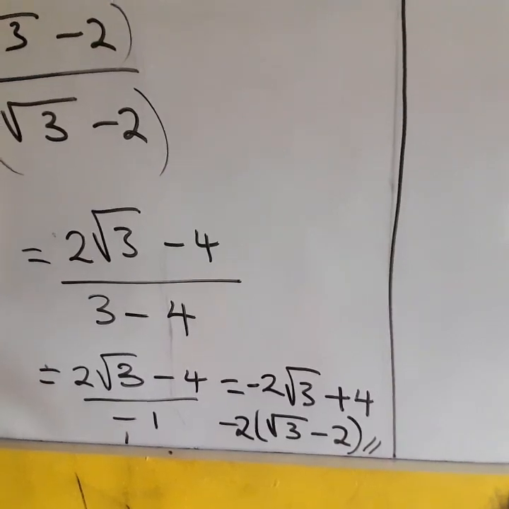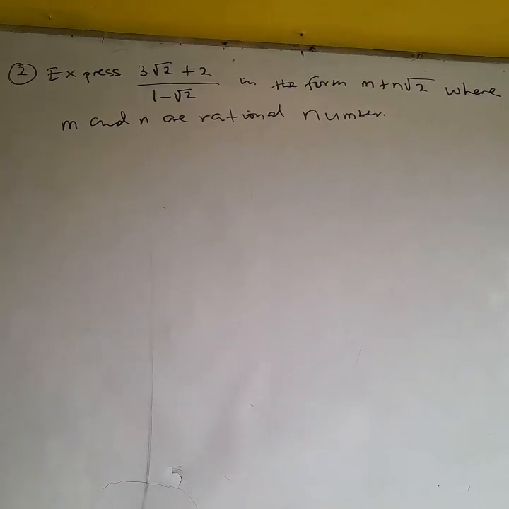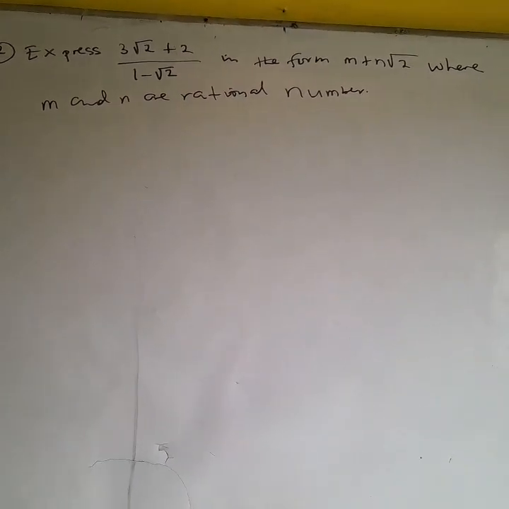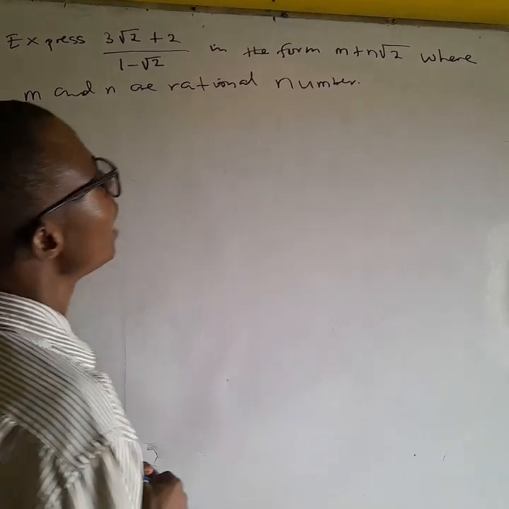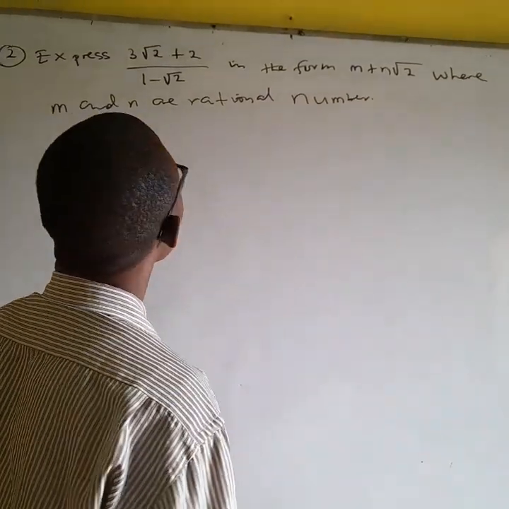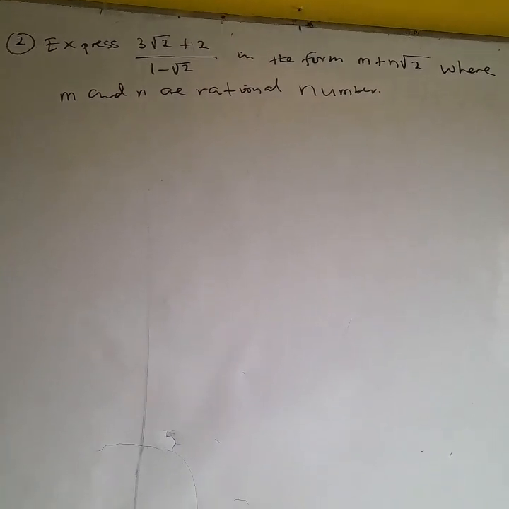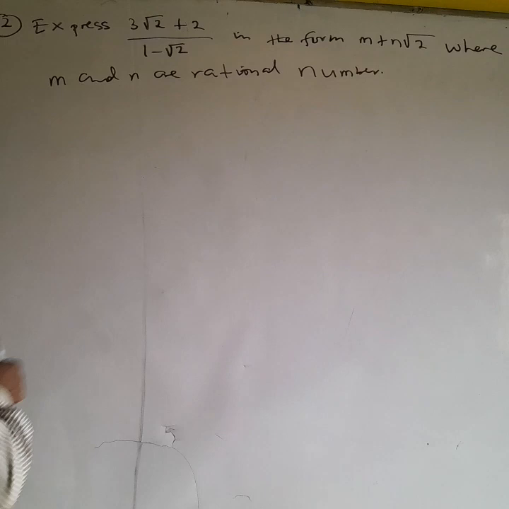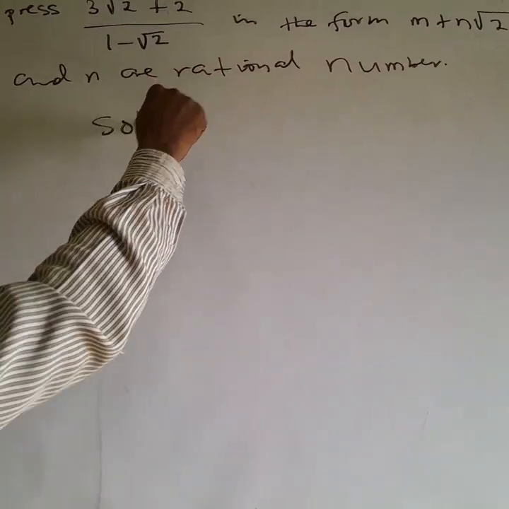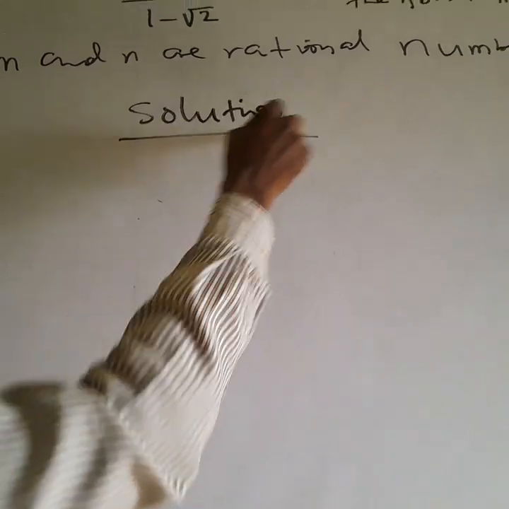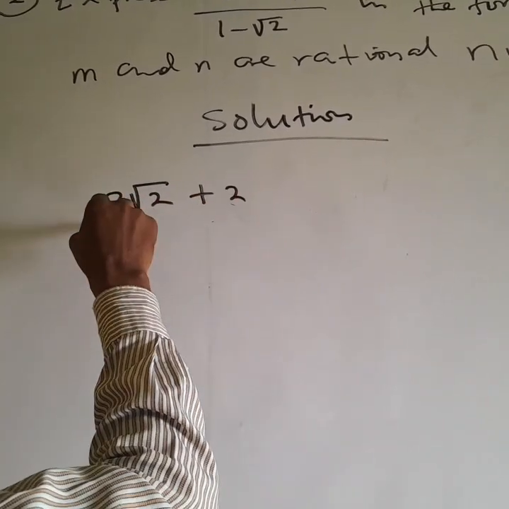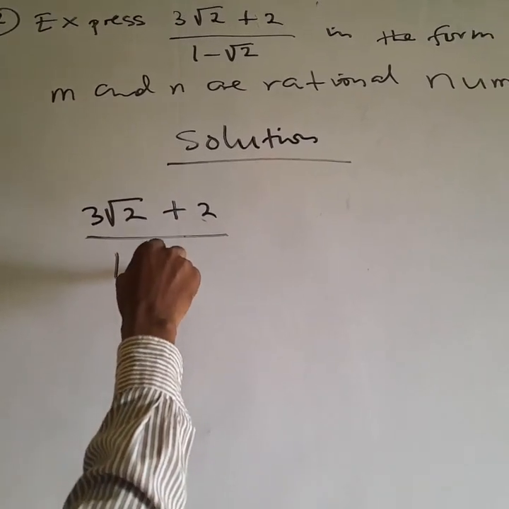That's the answer. In example 2, the question said express 3 root 2 plus 2 divided by 1 minus root 2 in the form of m plus n root 2, where m and n are rational numbers. So indirectly it is to rationalize this surd. Now let's solve together. Solution. Here we have 3 root 2 plus 2, all divided by 1 minus root 2.